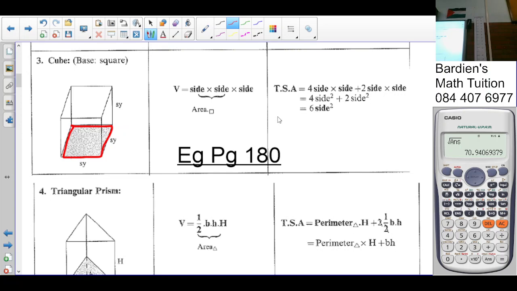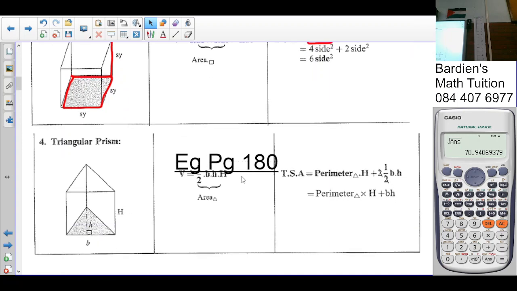Side plus side plus side plus side, which is the same as 4 sides. So that is going to be the perimeter of the base, times the height, and what's the height? Another side, which is the same length. Plus 2 area of base, so it's 2 side times side. Okay? We'll look at that again, as I said, in the examples.